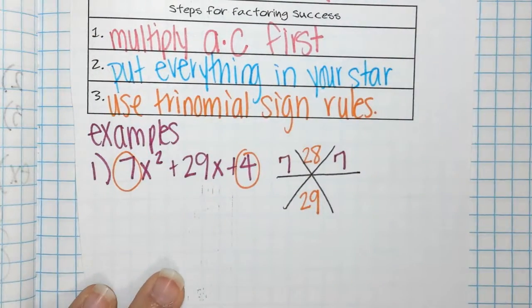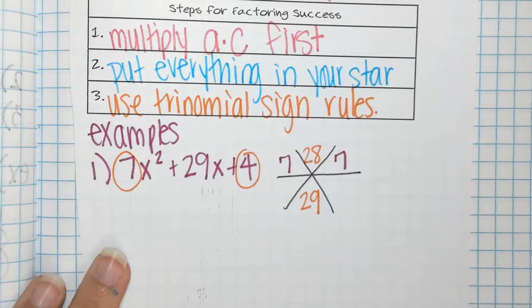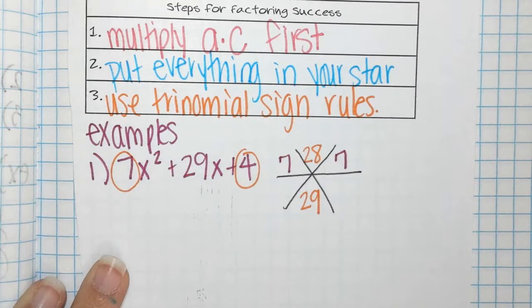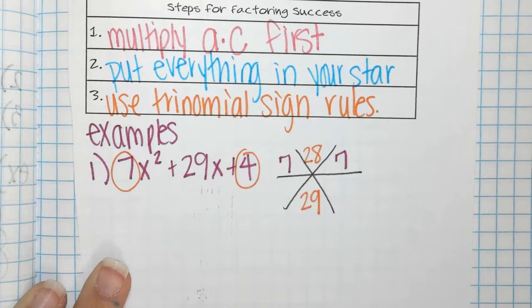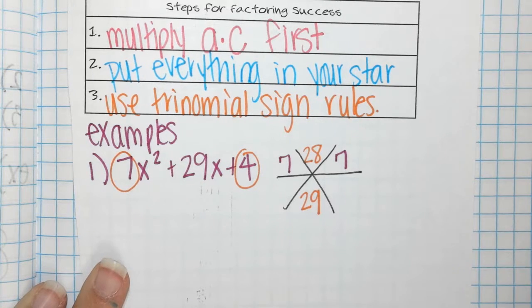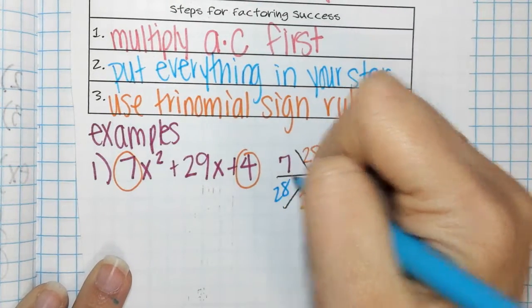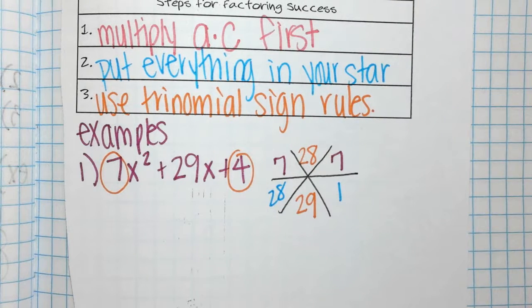Why is it 7 this time and not 1? Because 7 is in front of it. 7's out front. Take a point. Now, what two numbers multiply to give us 28 and add to give us 29? 28 and 1. Now, there is a last step that you have to do, but it's super easy.